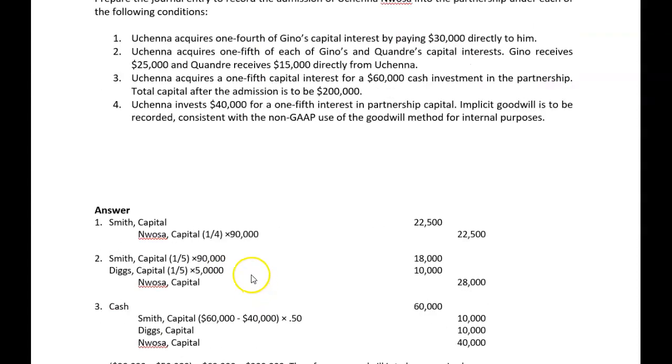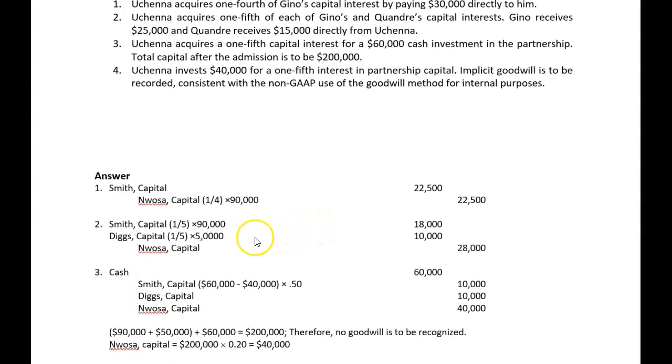All right, so the first one, the change in the capital account, is reflected here. 25%, 1/4 of 90,000 is 22.5. We reduce Smith's capital and we create Nuosa's capital. If he had paid each of the 2 partners for 1/5 of their partnership stake, you've got 1/5 of 90, 1/5 of 50, 18,000 and 10,000. So their capital accounts are reduced respectively, and then Nuosa's capital account is 28,000.